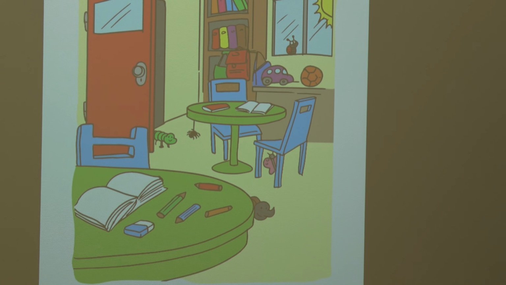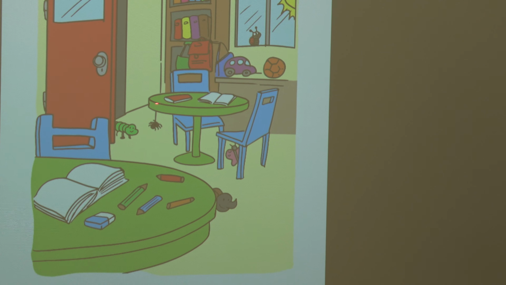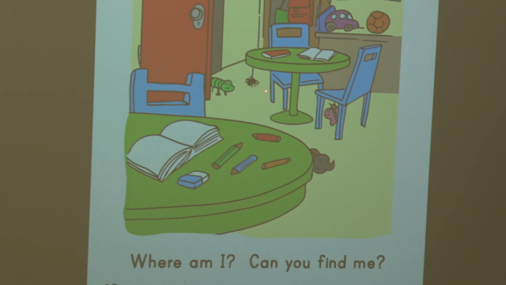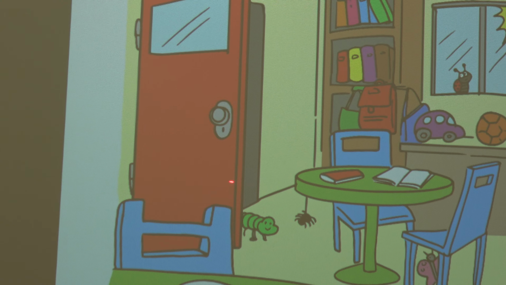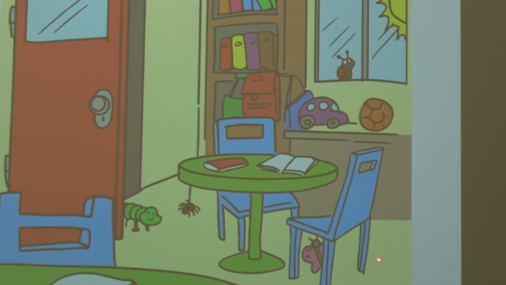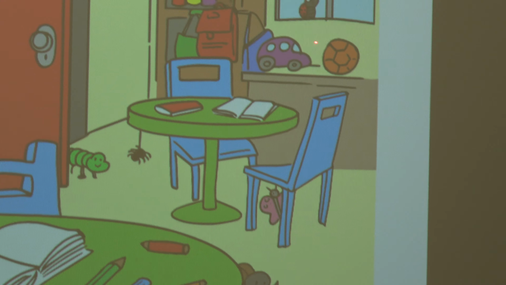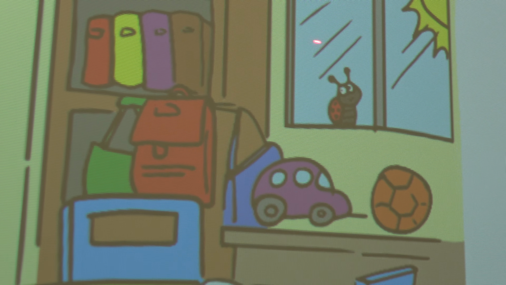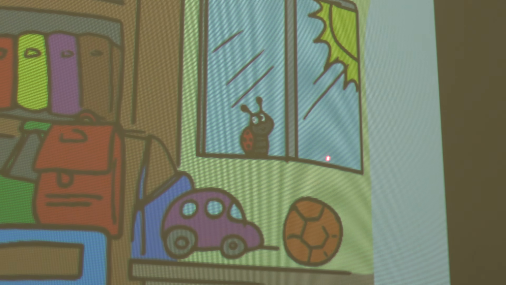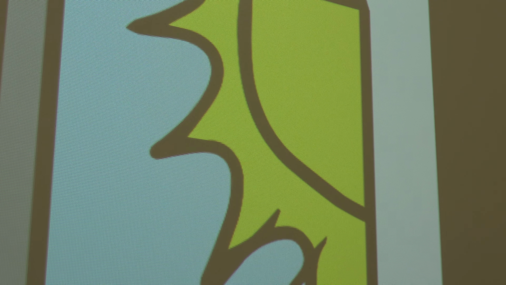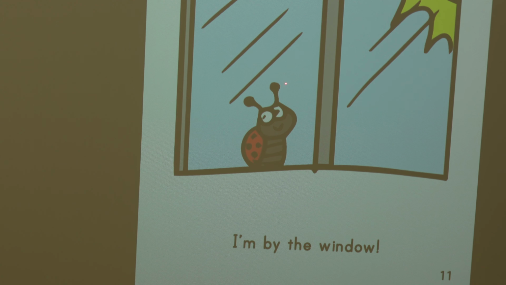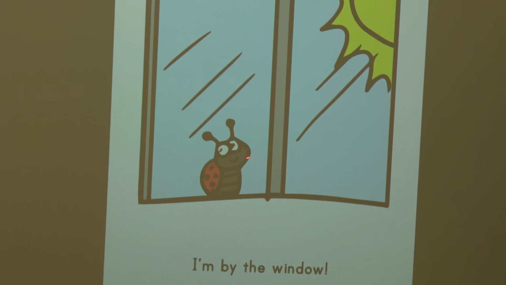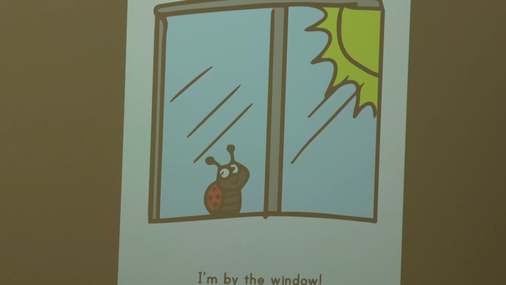Where is she? Where is she? Let's see. Under the table? No. On the table? No. On the bookcase? No. Behind the door? No. Under the chair? No. Where is she? She's on the window or in the window. Let's have a look. By the window. Ooh, I like that too. Sometimes we say in the window. By the window. She's by the window.